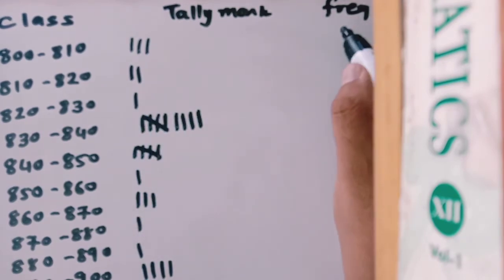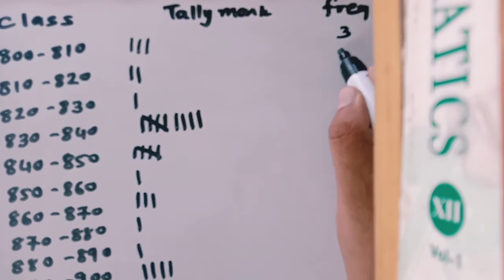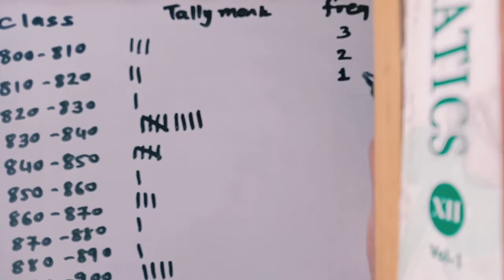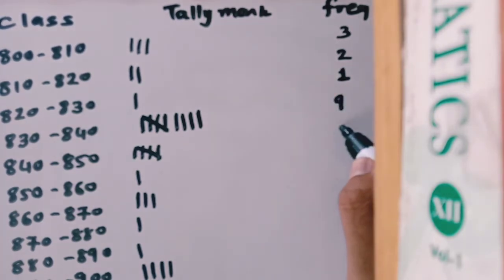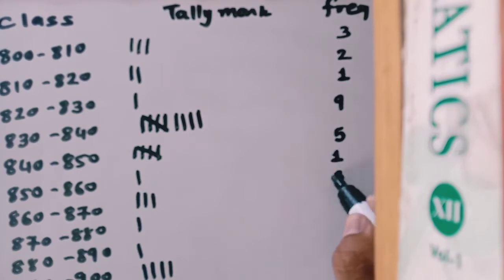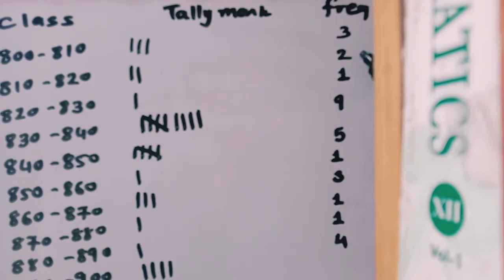So we can see that between 800 to 810 there are 3, 810 to 820 there are 3, 820 to 830 there are 1, then 9, then 5, 1, 3, 1, 1, 4. And so the total: 3, 6, 9, 15, 20, 21, 24, 25, 26 and 4, so 30 workers are there.